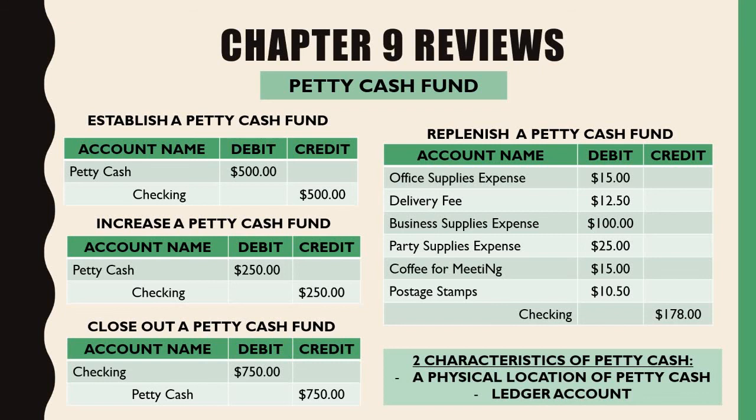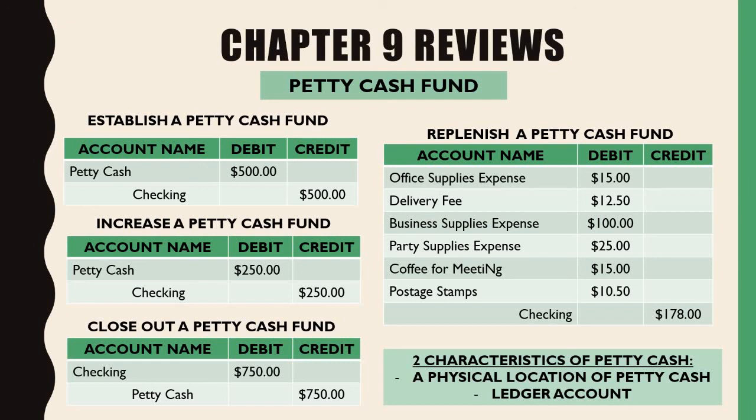And that is it for chapter 9. So once again, we talked about what a petty cash drawer does, and a similar example is, once again, a cash register. We looked at how to establish one, how to increase and decrease the account, and the biggest one is replenishing the petty cash fund, right?